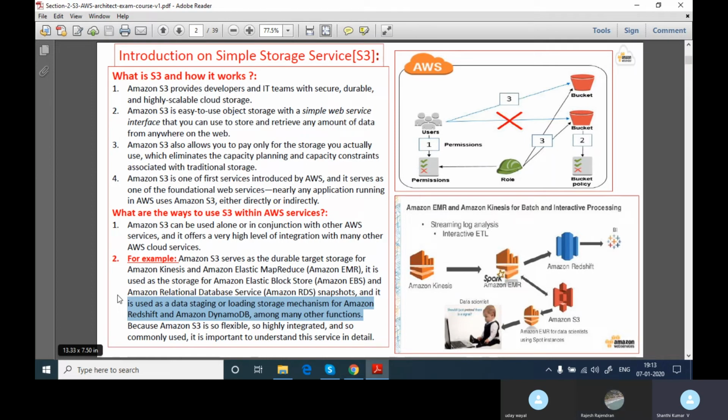Snapshots, backups, maybe a copy of the instances, such kind of things. Because S3 is so flexible, so highly integrated and so commonly used, it is important to understand this service in detail. So now let us see this flow at a high level, how S3 works.